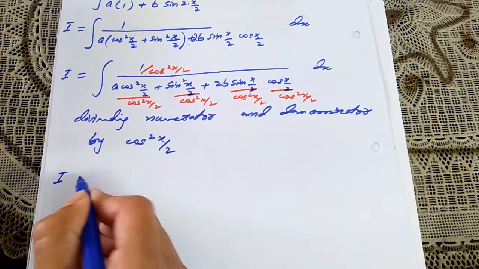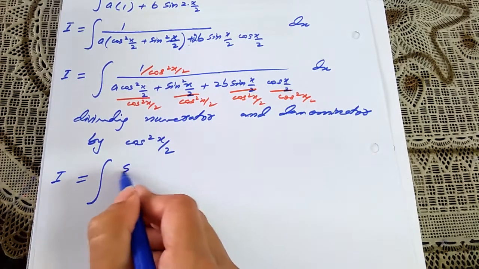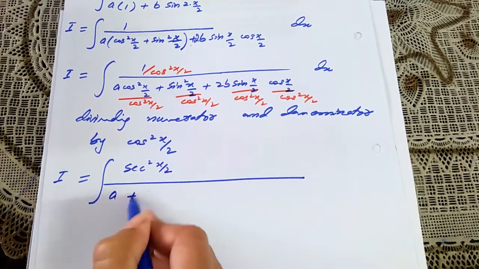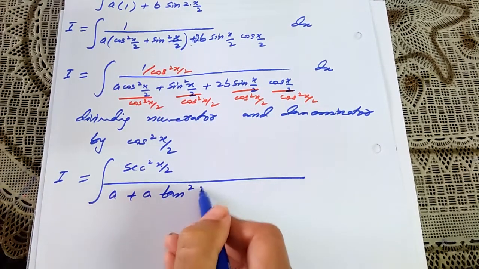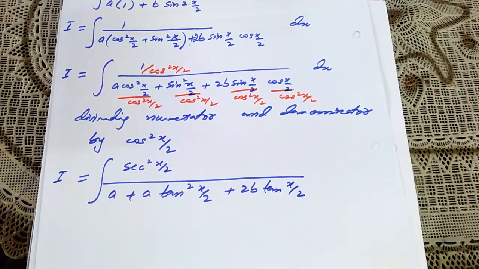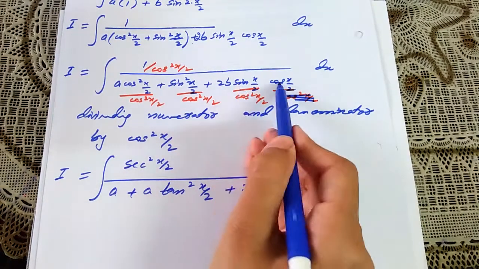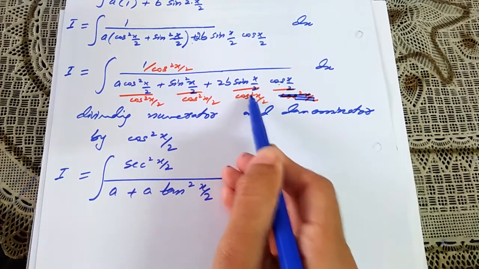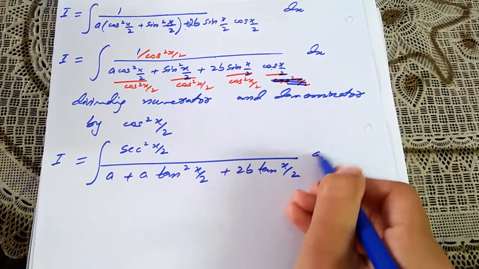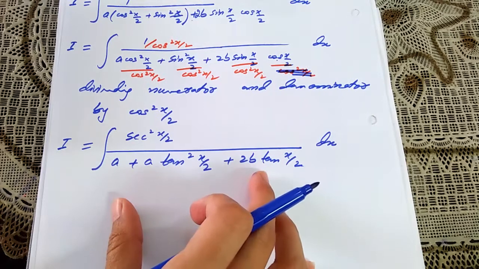So after dividing, I will get here integral I equals secant square of x by 2 divided by a plus a tangent square of x by 2 plus 2b tangent of x by 2. This is in multiplication, so only one cos square of x by 2 will come here, not 2 times. dx. Now we need to simplify this integral.